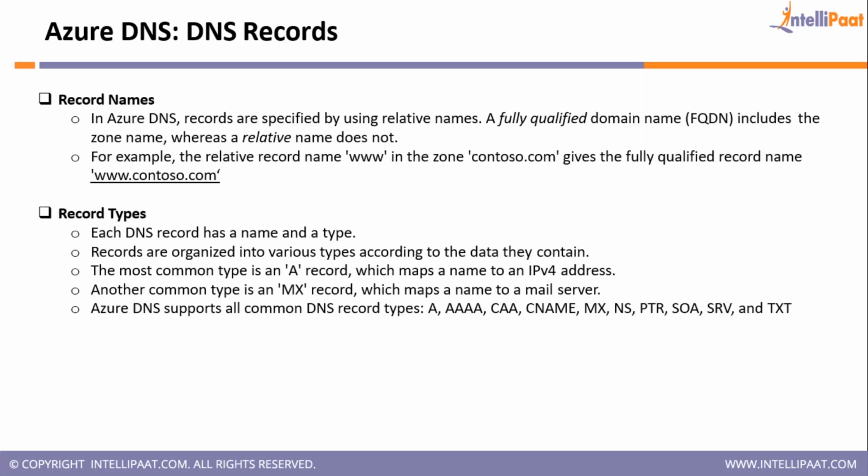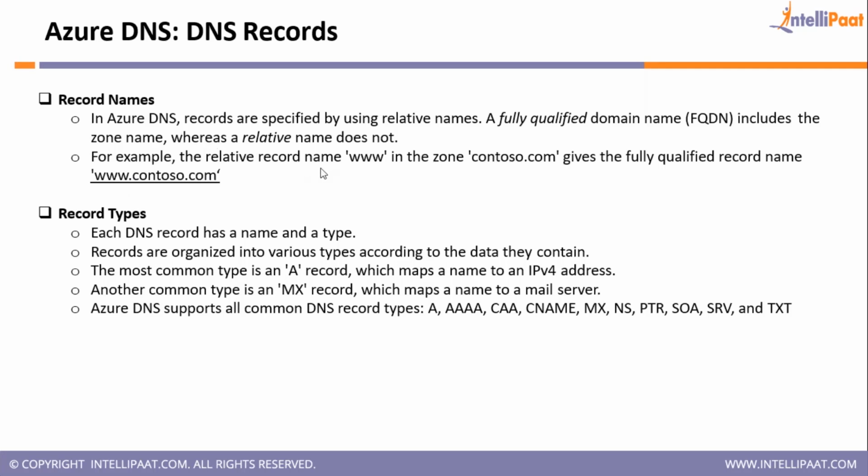So inside a DNS zone, you will create DNS records. The records are specified by using relative names. A fully qualified domain name, FQDN, includes the zone name, whereas a relative name does not. The example will make it clearer. The relative record name www in the zone contoso.com gives the fully qualified record name www.contoso.com. So a relative name would be www, and the fully qualified record name would be www.contoso.com, where contoso.com is the DNS zone name.